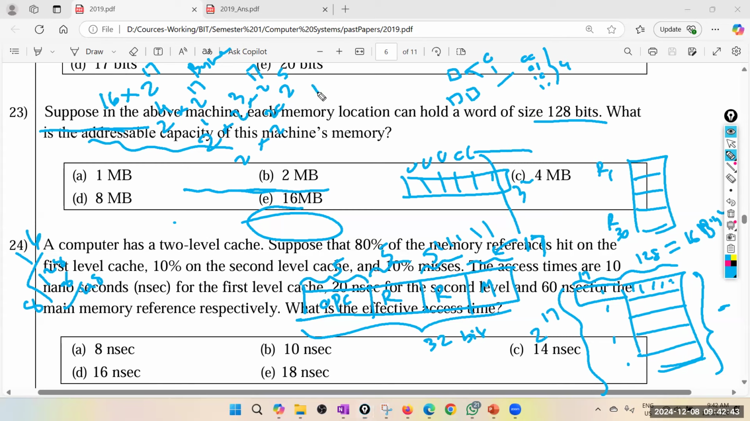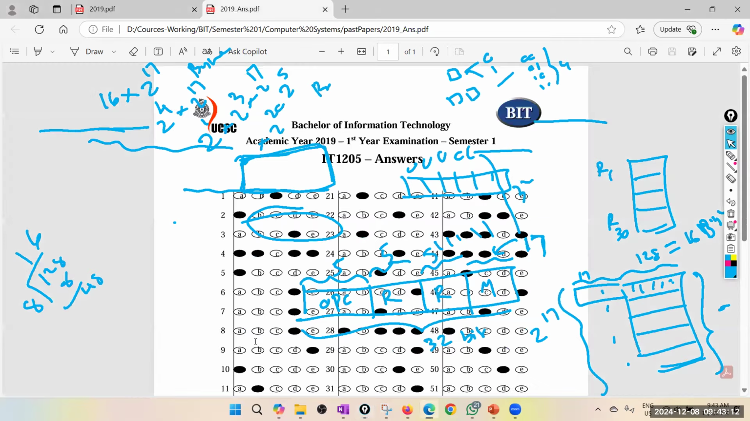So therefore, this is in bytes. 2 into 2 to the power 20 byte means 2 megabyte. So your addressable memory capacity is 2 megabyte. Of course, that is not a very realistic value. But if this is the instruction format, maybe it is a very small electronic device. The addressable memory capacity is 2 megabyte, because 2 into 2 to the power 20 byte. Answer is B. Yes, answer is B. Okay.